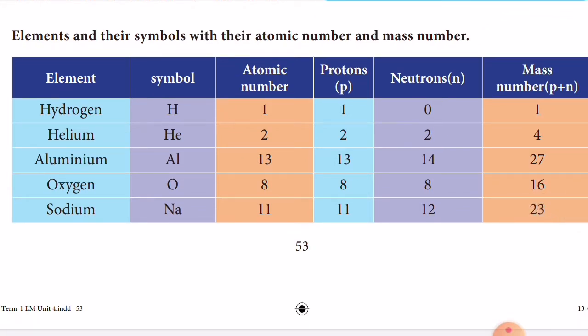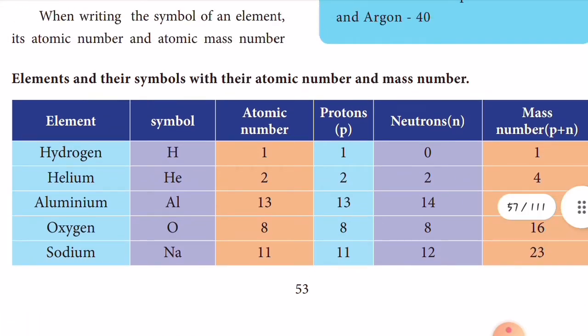Next one is oxygen, O. Atomic number 8, proton is 8, and neutron how much? 8. So 8 plus 8, how much? 16. And sodium, Na, atomic number 11. Here the proton is the same as the atomic number, 11. Neutron is 12 here. So the mass number of sodium is what? Proton plus neutron, 11 plus 12, how much? 23. Is this clear, children?